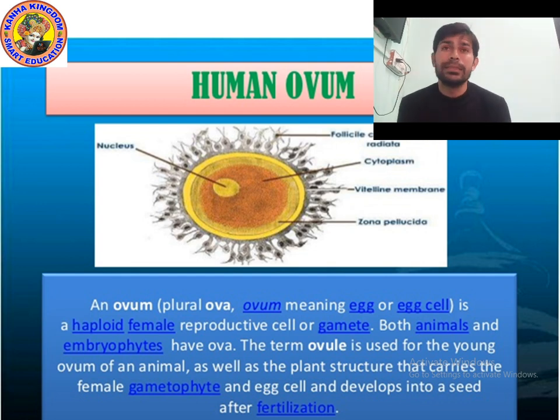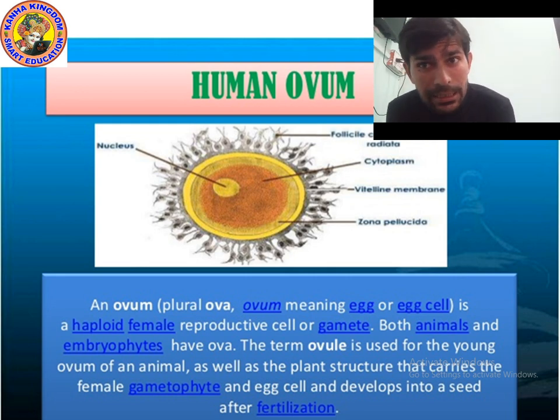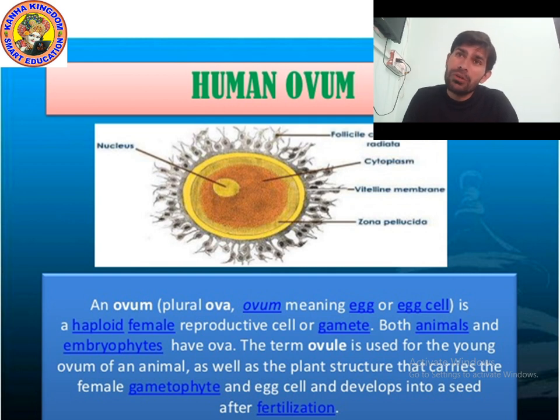Okay, so let's study the female reproductive organ, which produces the female cell. The female cell is also known as the ovum, or you can say the female gamete. You can see the picture of the ovum. There are different parts of the ovum, like the nucleus and the cytoplasm.